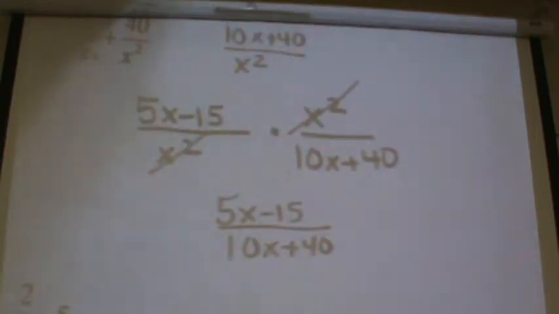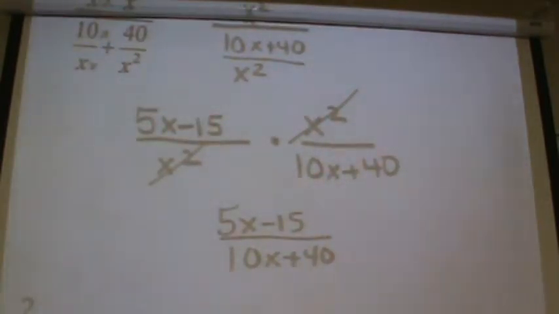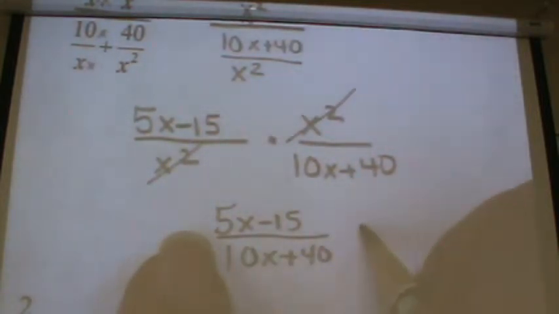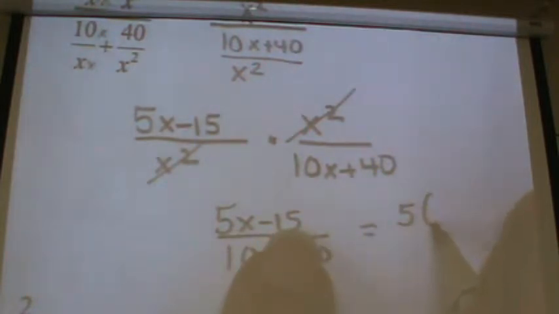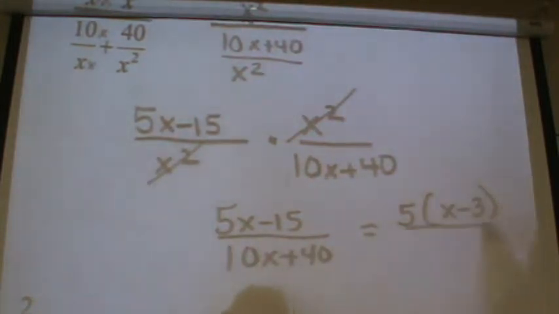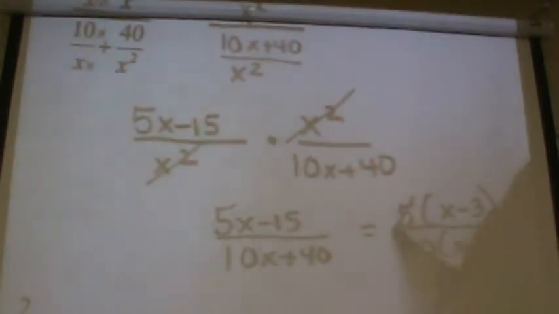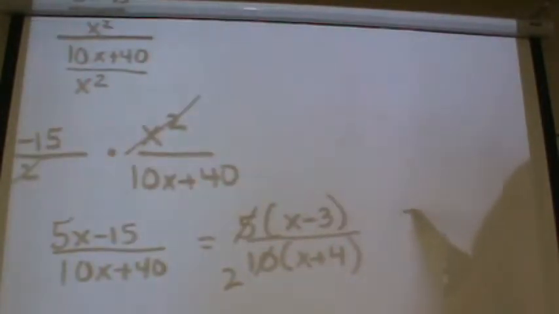Can you cancel something out? Can you break this 5 and this 10 up? No, you can't. First factor a 5 out. Do it separately. And take out a 10 here. Now this 5 and this 10 can be reduced. Bam. What do you get? 5 goes into 10 2 times. So it's x minus 3 over 2 times x plus 4.